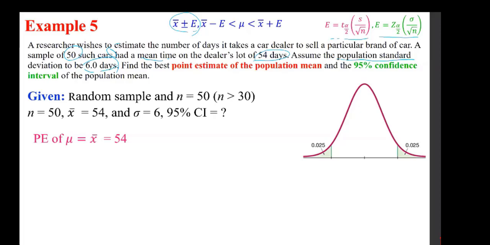So this is the reason you want to write the given symbolically, and you want to read and reread the question to see what is given. Okay, if sigma is missing, you go to t. When it's given, you go to z, and that's extremely important.